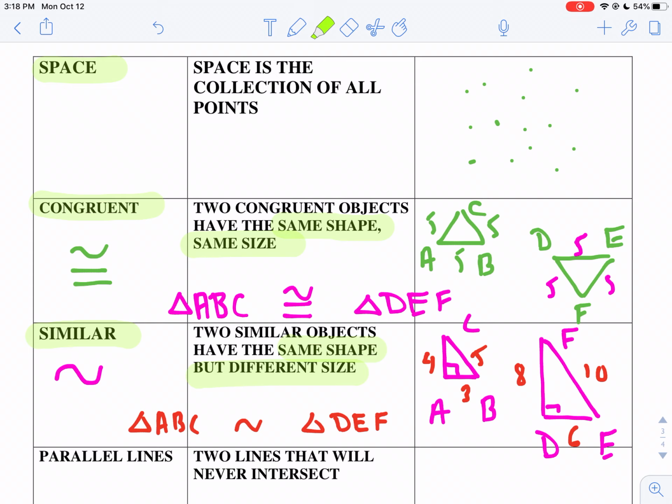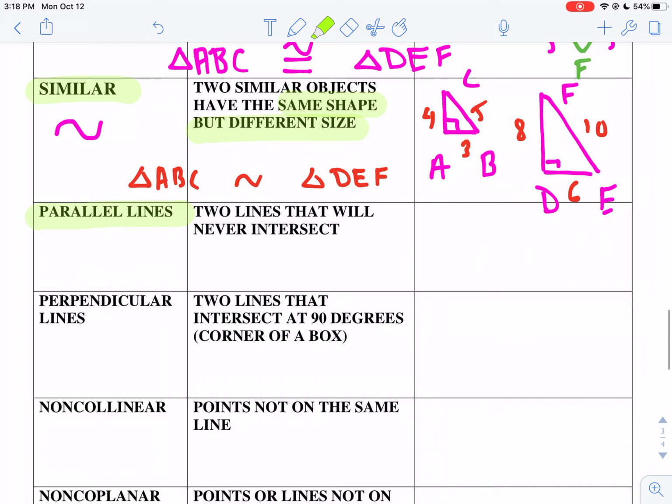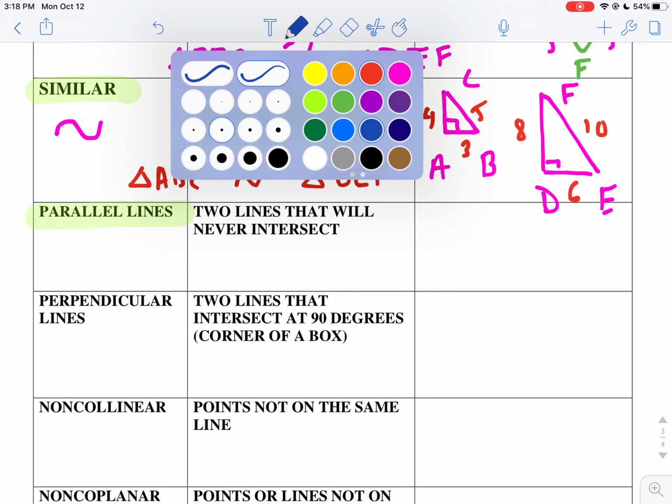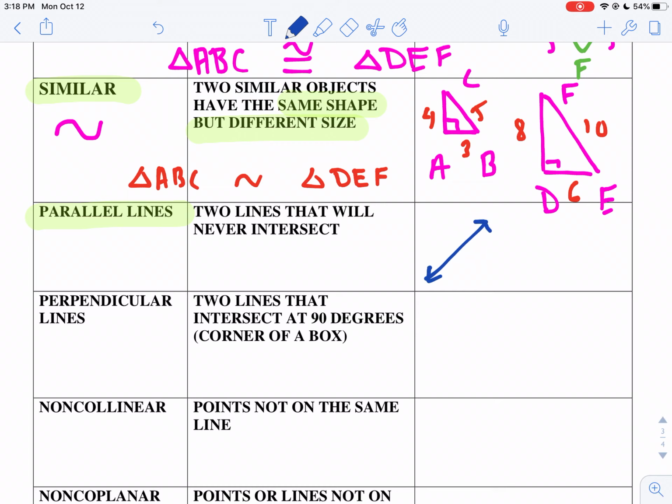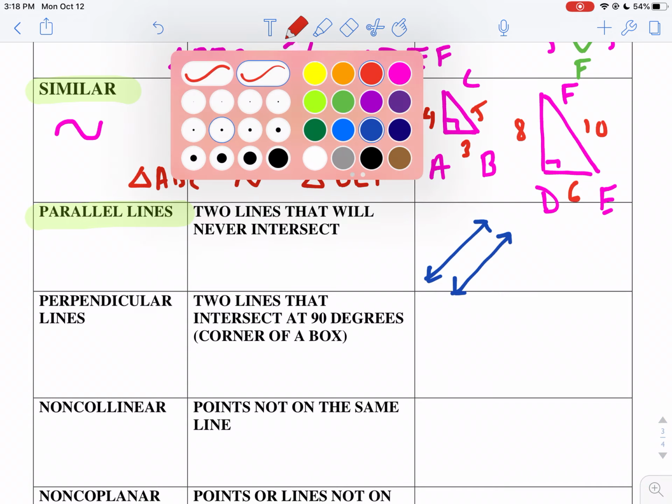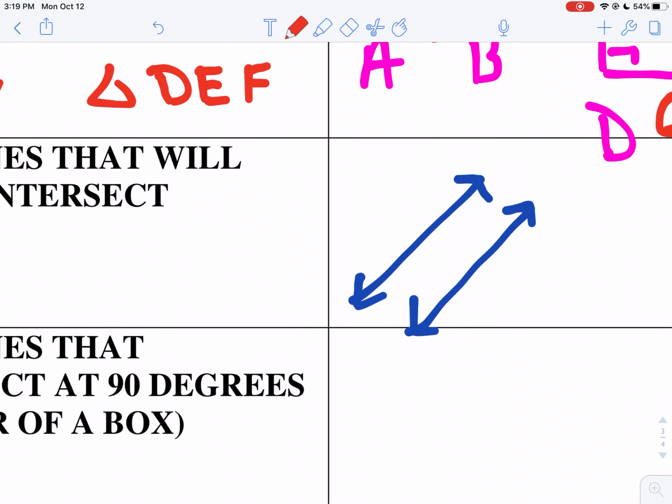Parallel lines. Parallel lines are lines that never intersect. They keep on going forever alongside each other, okay? So you can draw something like this to show you two parallel lines. They could go in any direction. The way that we show that two lines are parallel on a geometry diagram is we put a little arrow like this alongside the lines that are parallel. So everybody in geometry knows that when they see something like this, those two lines are parallel.